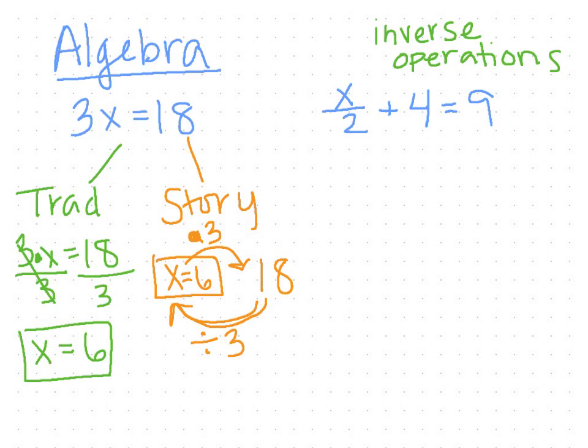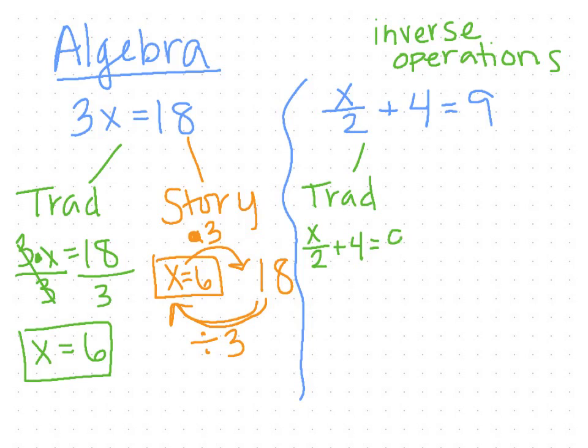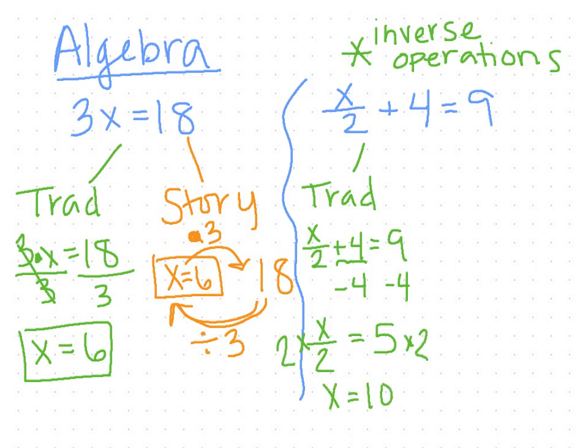This second equation, we're again going to do it two different times using our two methods. We'll again start with our traditional method. X divided by 2 plus 4 equals 9. First, we get rid of the constant, which is our 4. How do we get rid of plus 4? Use inverse operations. So minus 4, x over 2 divided by 2 equals 9 minus 4 is 5. The opposite of divide by 2 is times 2. We're going to multiply by 2 on both sides, and x equals 10.